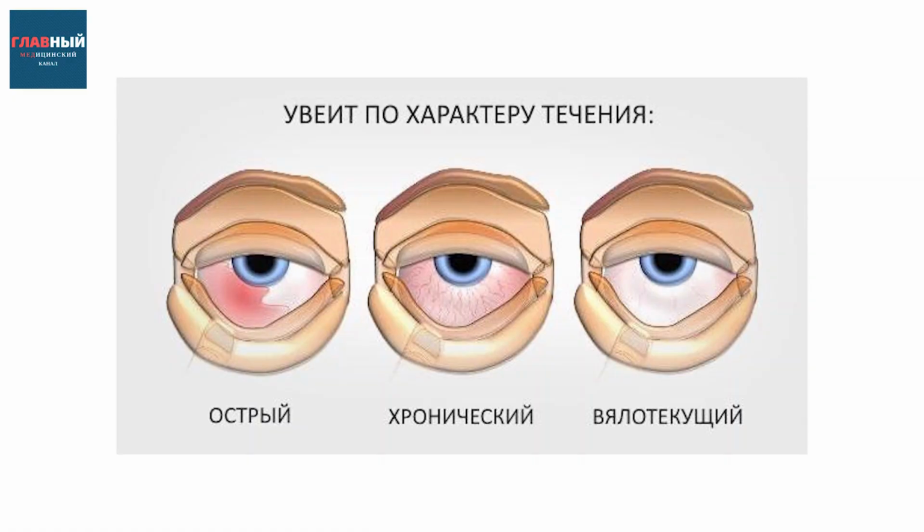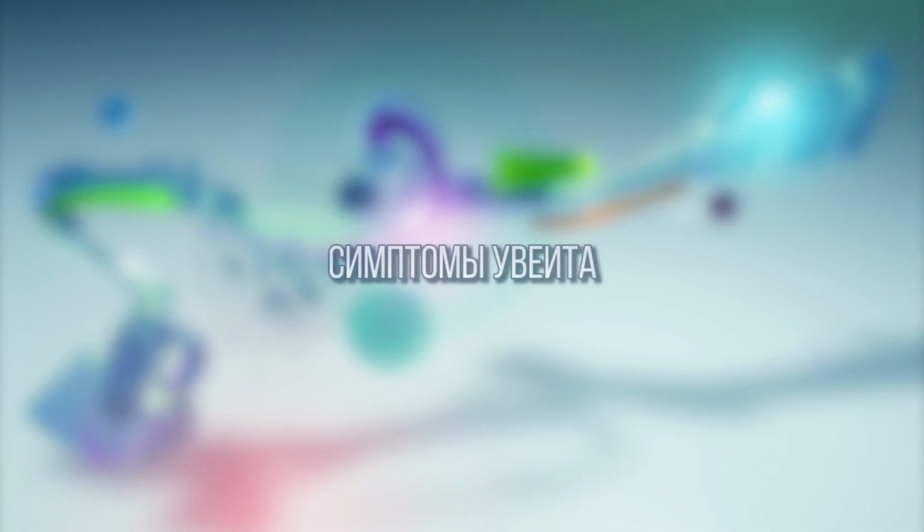According to the course, uveitis can be classified as acute, subacute, or chronic. The acute course develops suddenly and is characterized by sharp pain. The patient's eye becomes red, pain appears and intensifies by evening, and vision decreases. In chronic uveitis, the pain is not as pronounced. Mainly vision decreases, and sometimes there may be no clinical symptoms at all.